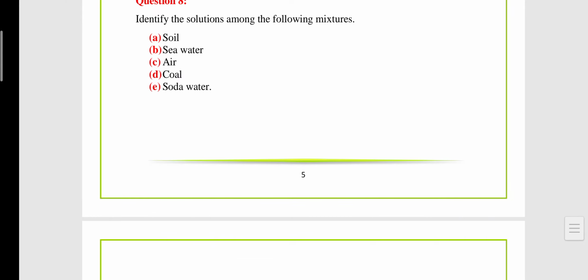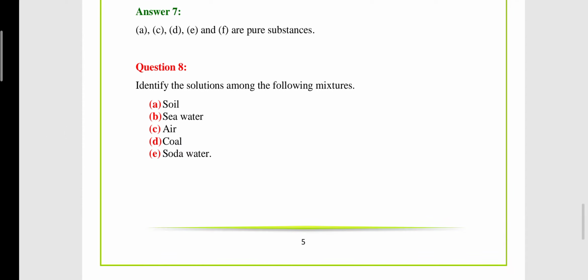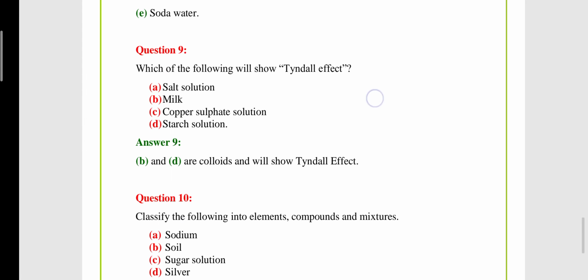Come to the next. Identify the solution among the following mixtures. Soil is given. Soil is not a solution. Seawater is a solution. Air is also a solution. Next is coal. Coal is not a solution. And soda water is a solution.